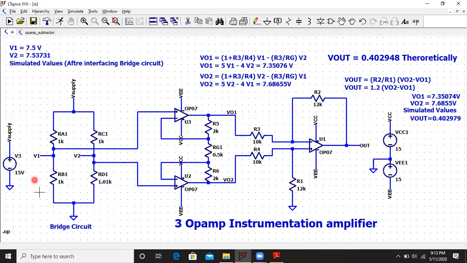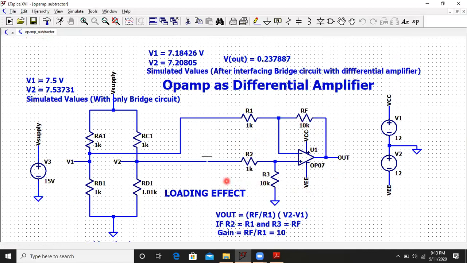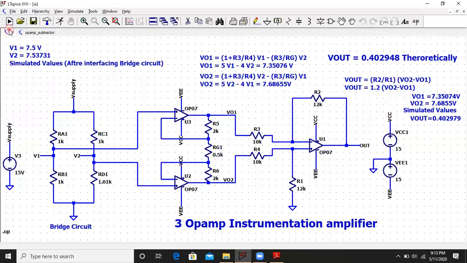After interfacing this bridge network with the 3 op-amp instrumentation amplifier, the values of V1 and V2 are not at all affected. They are in fact the same values as observed. Whereas in case of the op-amp as a differential amplifier, these values were changing, as you can see here. Whereas in case of the 3 op-amp instrumentation amplifier, there is absolutely no loading effect at all. And we have worked out with the numbers, that is VO1, VO2 and the Vout value. Theoretically and practically, the answers are matching up to 3 or 4 decimals. So there is a lot of learning over here.